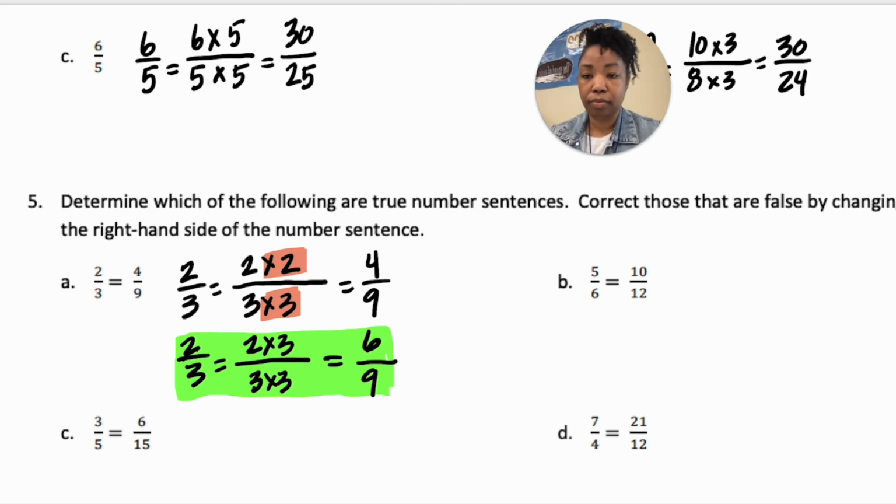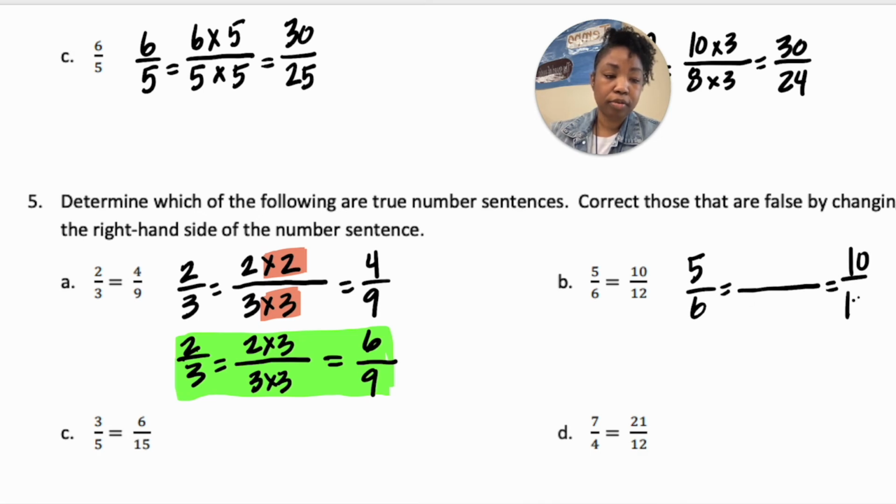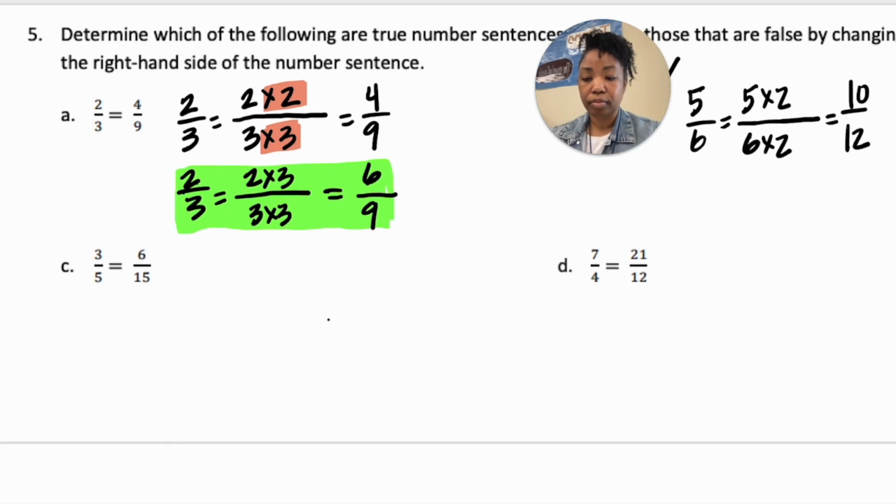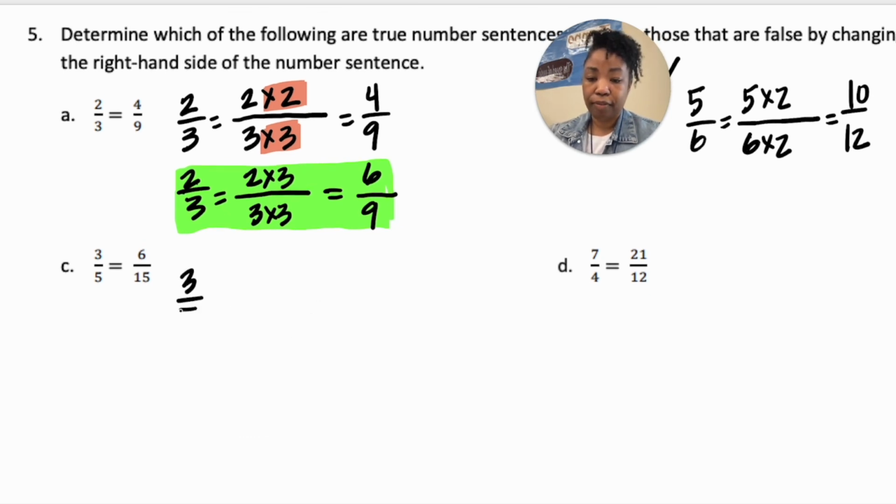All right. For B, we have 5/6 equals 10/12. I'm going to do 5 times 2 to get 10 and 6 times 2 to get 12. So this is true. For C, we have 3/5 equals 6/15. I do 3 times 2 to get 6 and 5 times 3 to get 15.